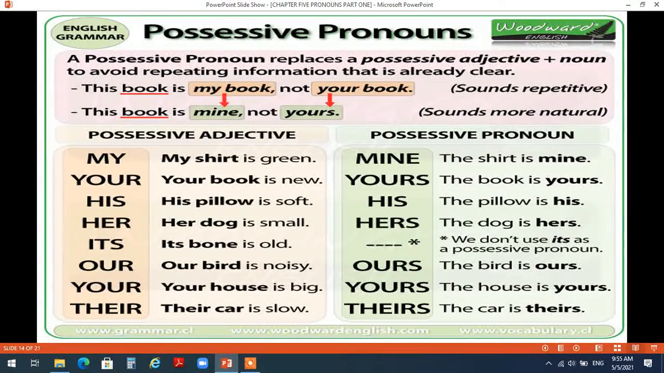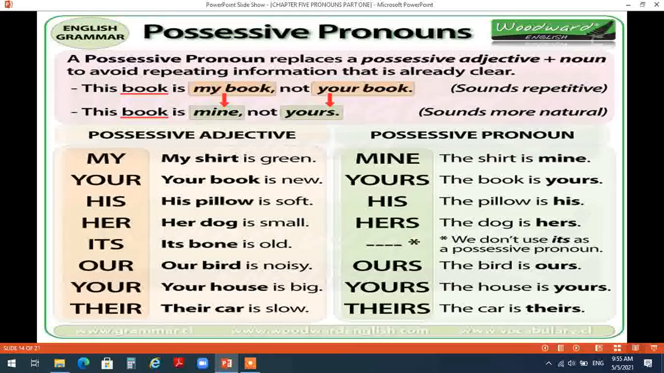Our bird is noisy. This is a possessive adjective followed by a noun. While the bird is ours, this is a possessive pronoun. Your house is big. Again, this is a possessive adjective. While the house is yours, this is a possessive pronoun.